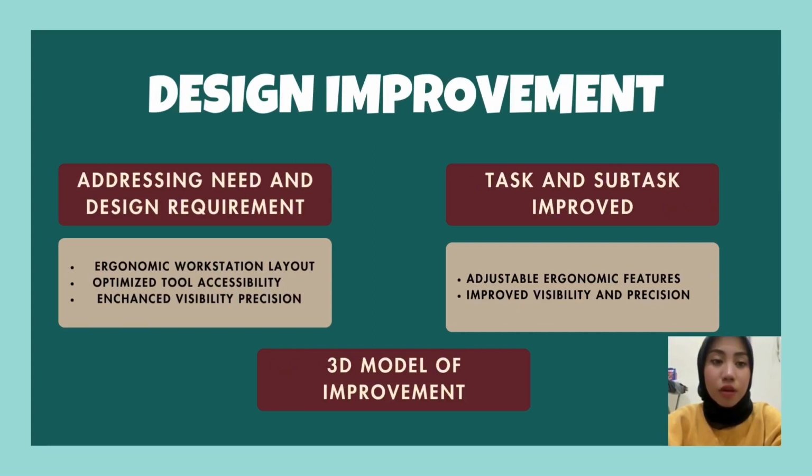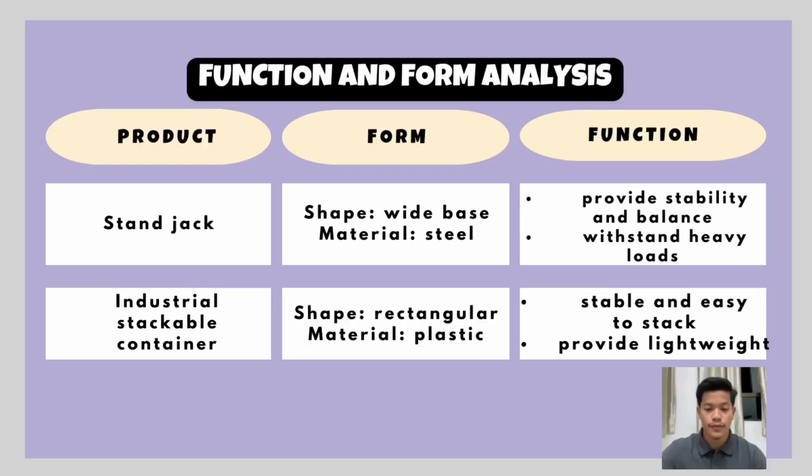Adding anti-vibration mounts and dampening material may also help lower noise and vibration, making long-term activity more comfortable for operators. Lastly, adding choices for work lighting and magnification may help with visibility and accuracy during difficult deburring tasks. With this design change, we hope to make the CNC and deburring workplace safer, more comfortable and more productive for the operator. I will explain the function and form analysis.